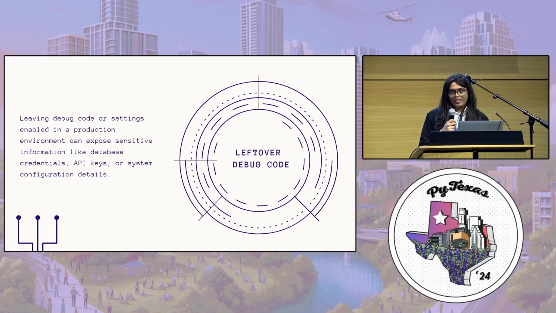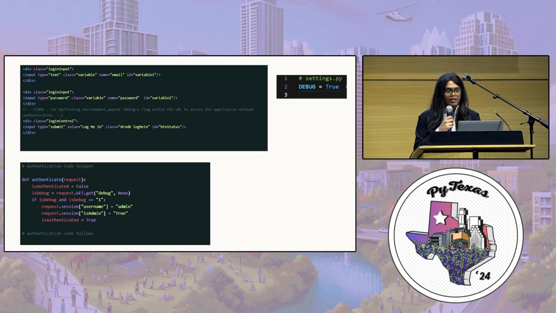To illustrate, here you can see there is commented code which has debug equal to 1. It was given to the QA testing team so that the testing process is sped up, and they don't have to enter a username and password. They can directly log in. But the developer forgot to remove it before putting it into production.